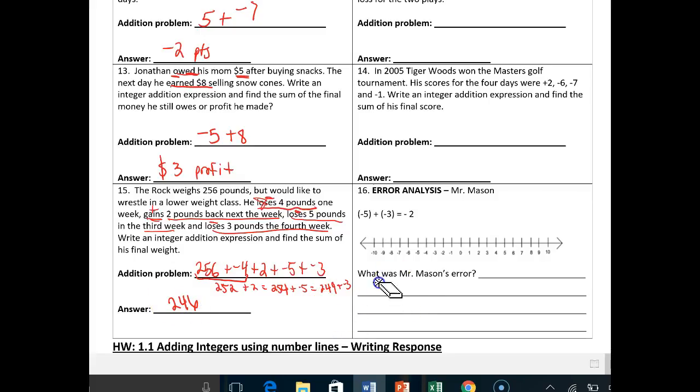Okay. Lots going on in that problem. So here I made an error. I said -5 plus -3 is -2. I want you to use the number line and tell me what I did wrong. So I'm saying -5 plus -3. So if I move left 5 times and move left 3 more times, should I get -2? Maybe I did something wrong there. Use the number line, tell me what I did wrong.